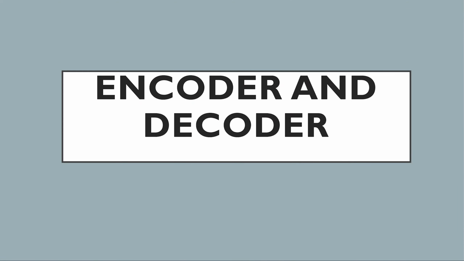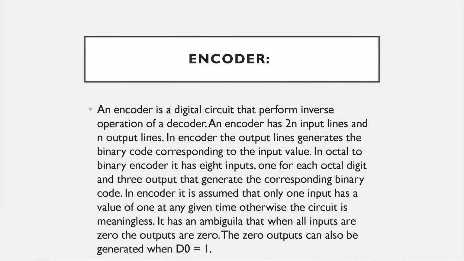Hi, I'm Harish. Now we are going to see about encoder and decoder. Encoder. An encoder is a digital circuit that performs the inverse operation of the decoder. An encoder has 2 to the power n input lines and n output lines. In an encoder, the output lines generate the binary code corresponding to the input value.